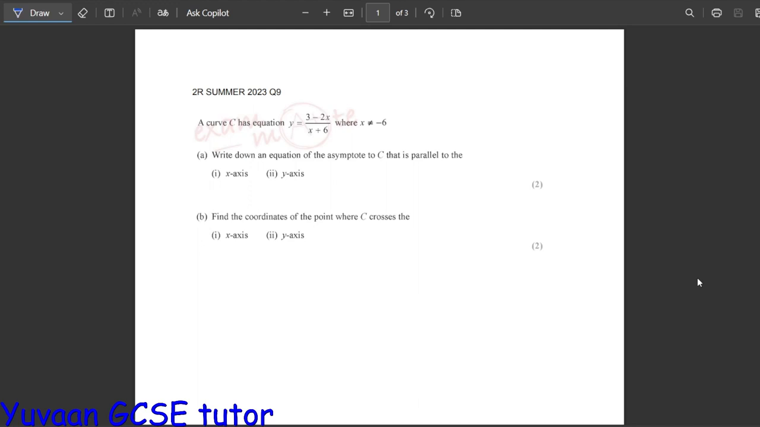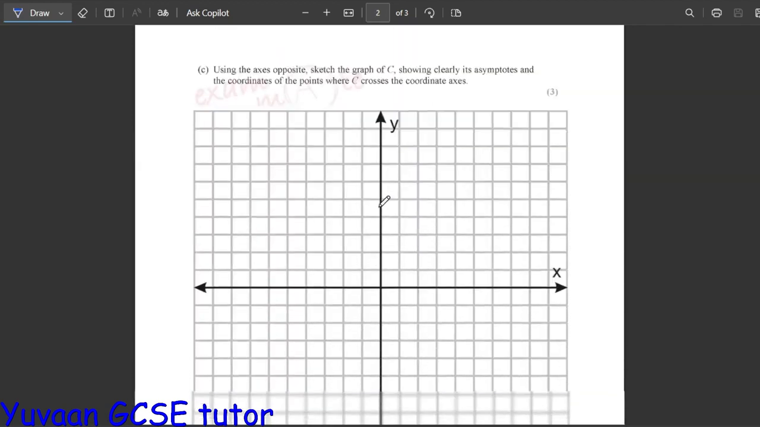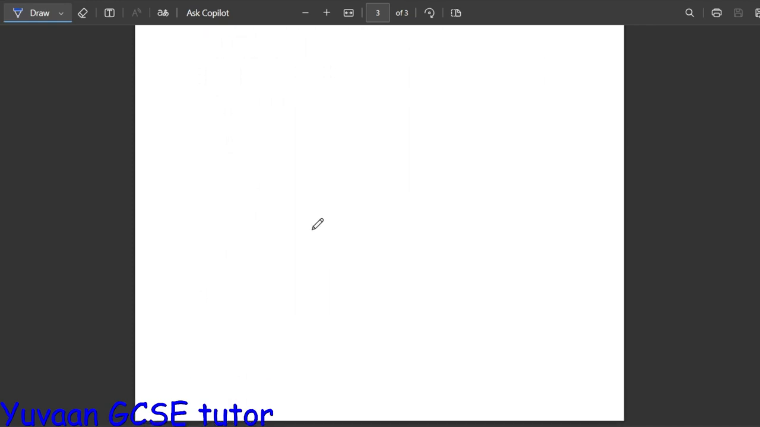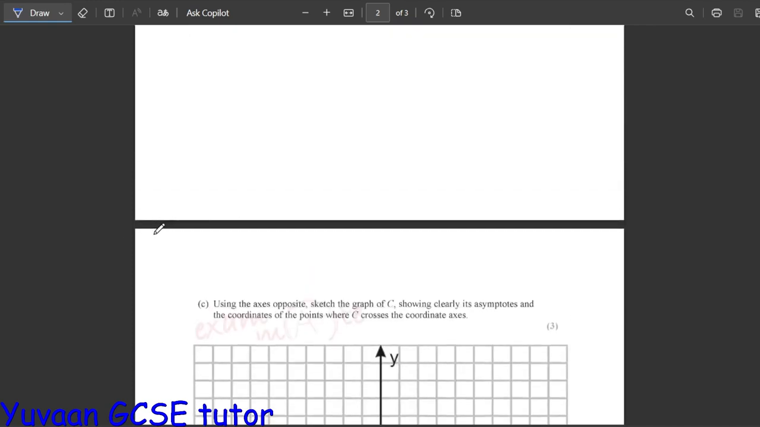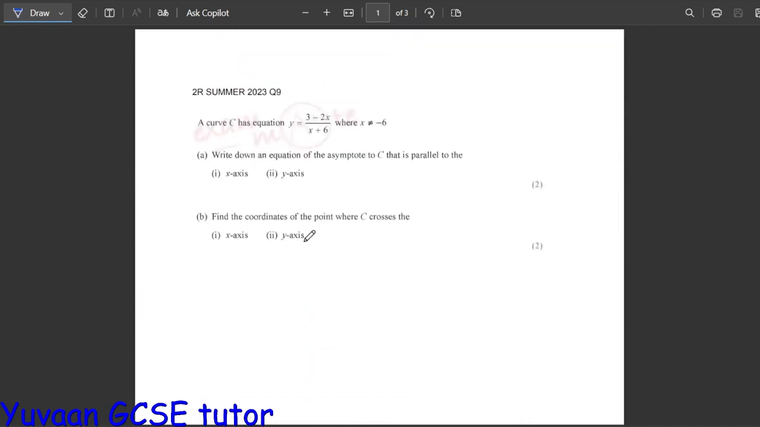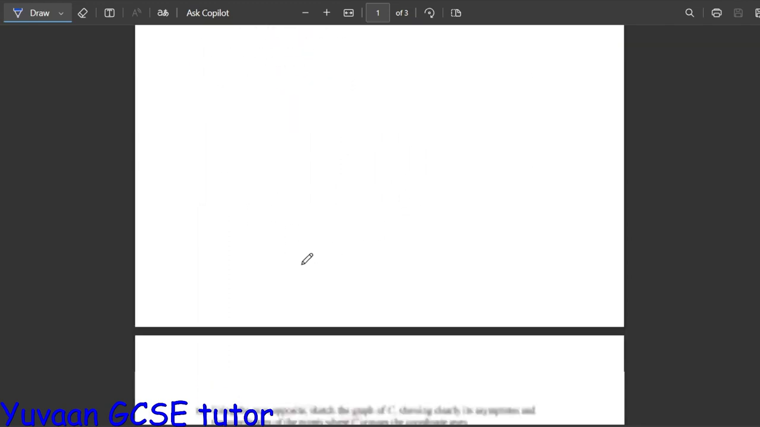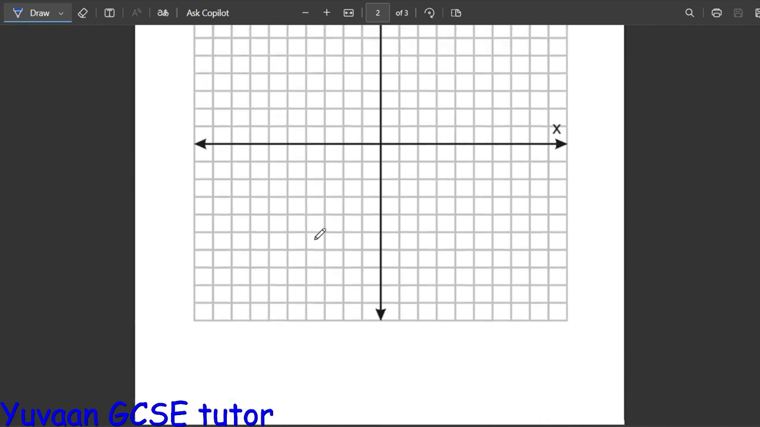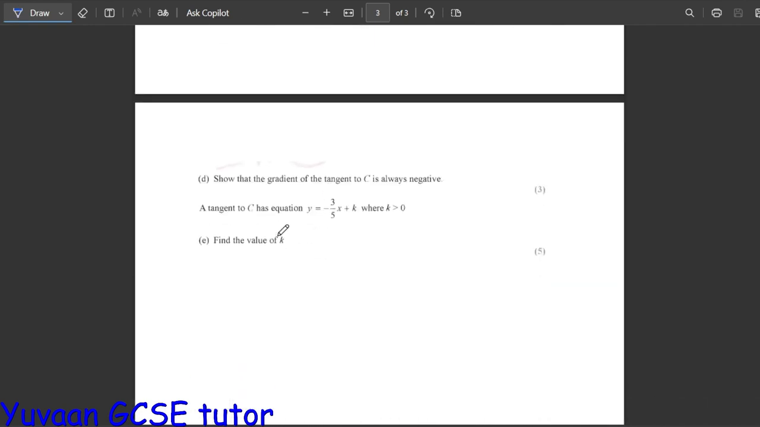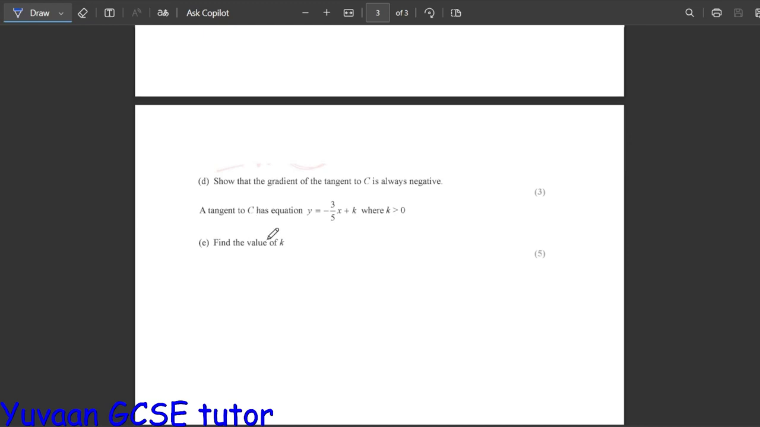Today I'm going to be teaching you guys about reciprocal functions. This is for the Edexcel Further Pure 1 spec. So I've prepared one question today. It's got up till part E, so 5 parts. It includes asymptotes, the x and y intercepts, sketching the graph, and also a tangent question.